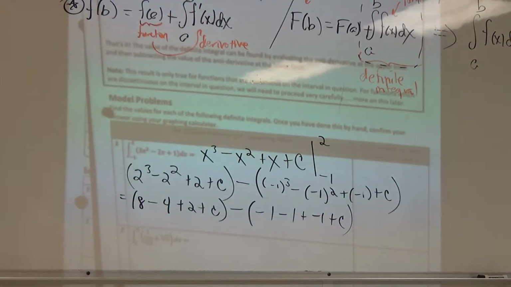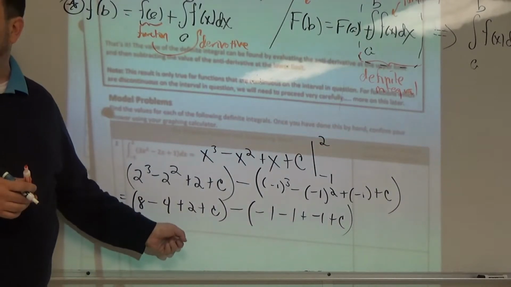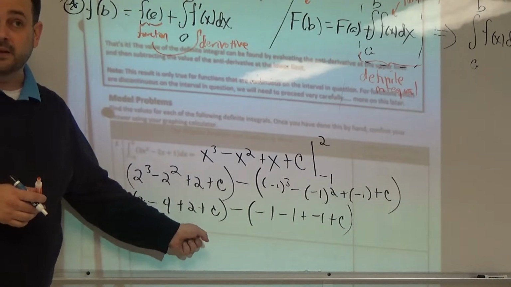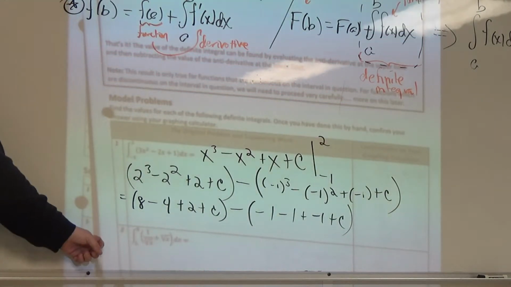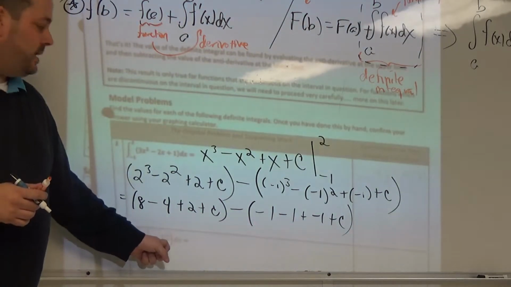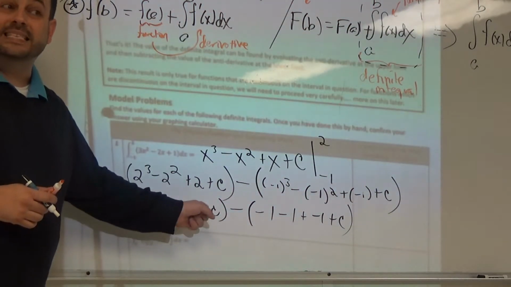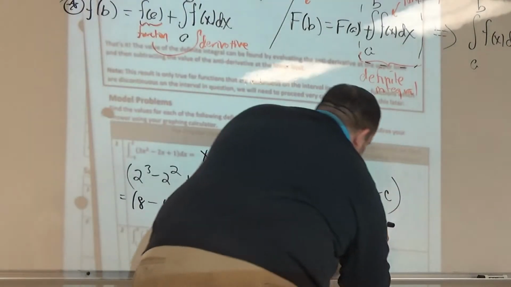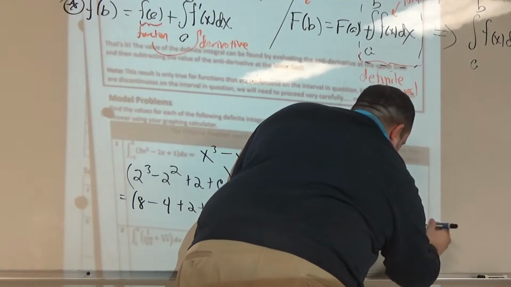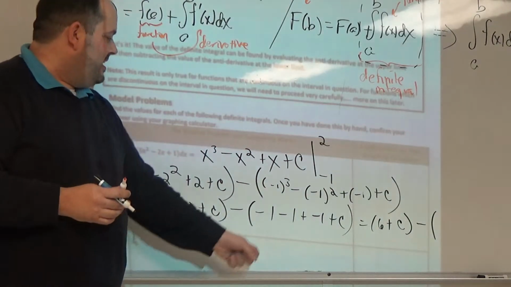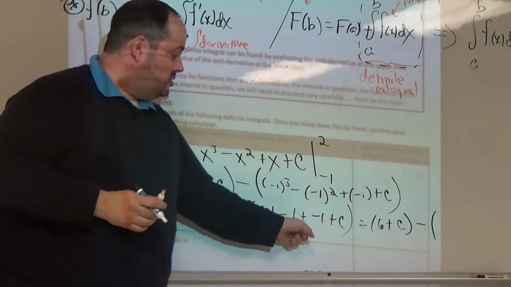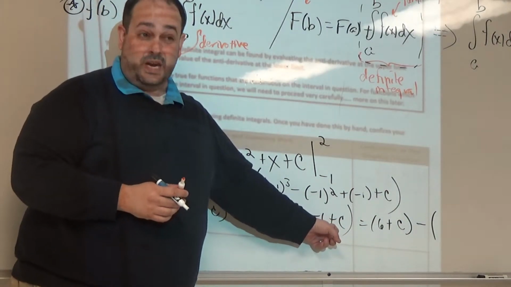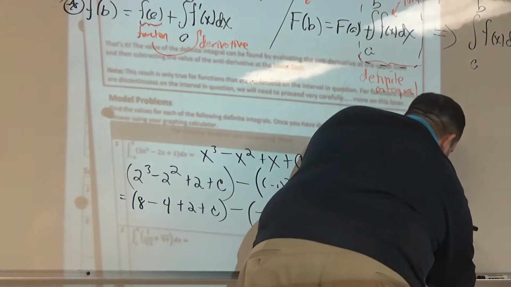plus c. Almost done. 8 minus 4 is 4, plus 2 is 6, 6 plus c, don't say 6c. 6 plus c. Because whoever your Algebra 1 teacher is right now threw up and they don't know why. 8 minus 4 is 4, plus 2 is 6, this is 6 plus c. Now the second part. -1 minus 1 is -2, plus a -1 is -3, plus c.